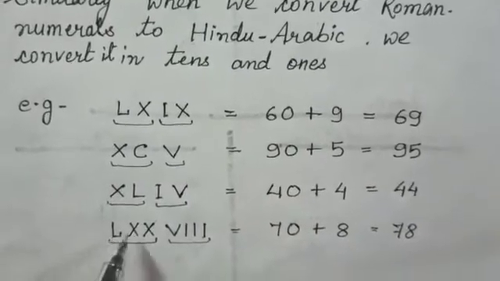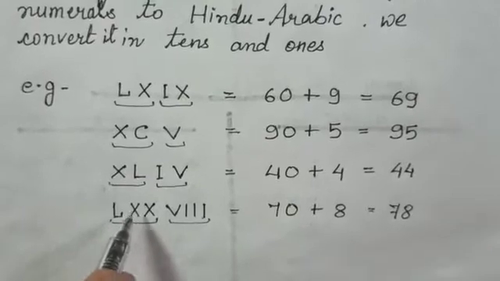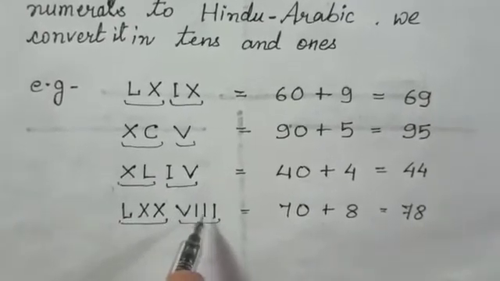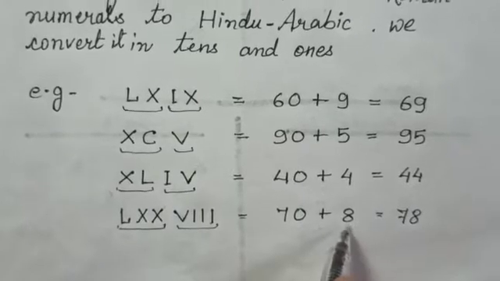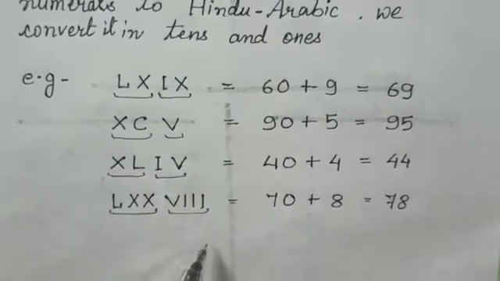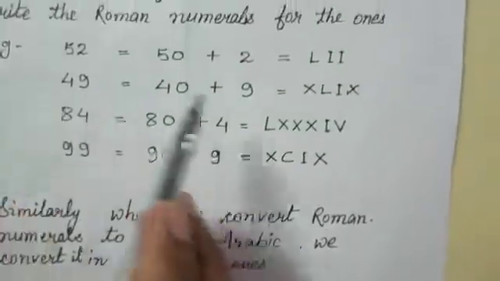Now see LXXVII. So LXX represents 70 and VII represents 7. Altogether 77. In this way you have to convert Roman numbers to Hindu Arabic or Hindu Arabic to Roman.